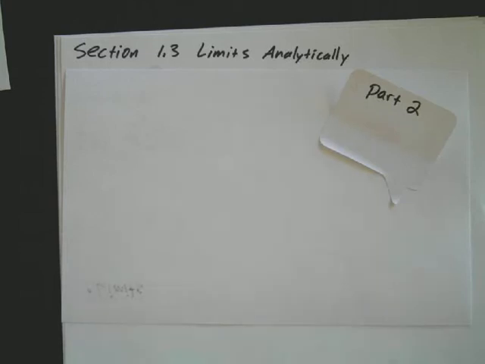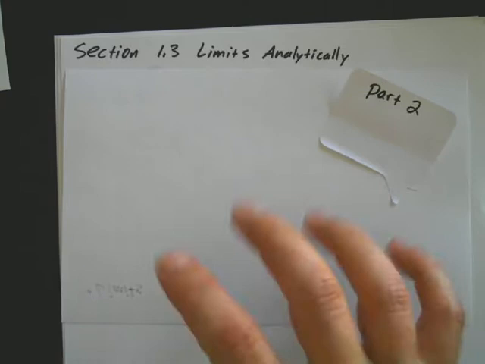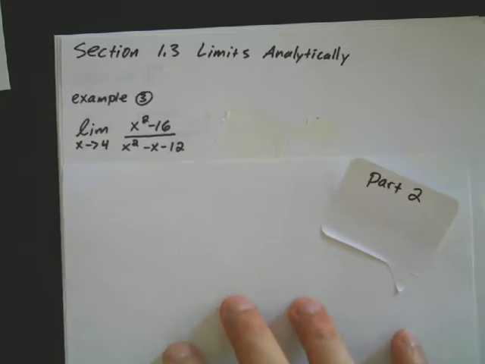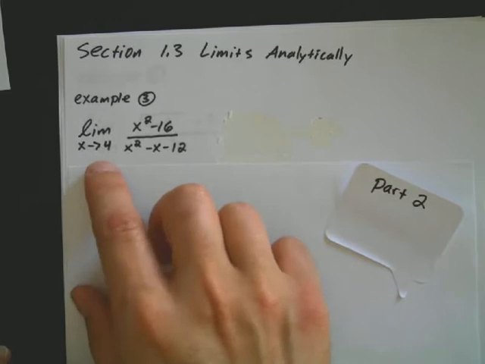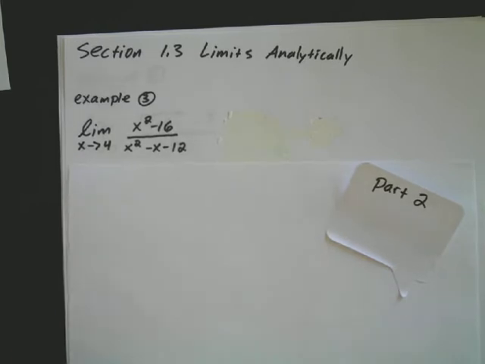This is part 2 of section 1.3, finding limits analytically. I'm just going to go over a couple more examples on how to find limits by hand. It's going to be example 3 in this section. This is a limit as x is approaching 4 of this rational expression.